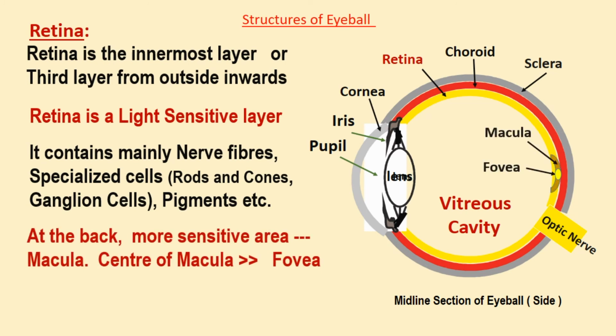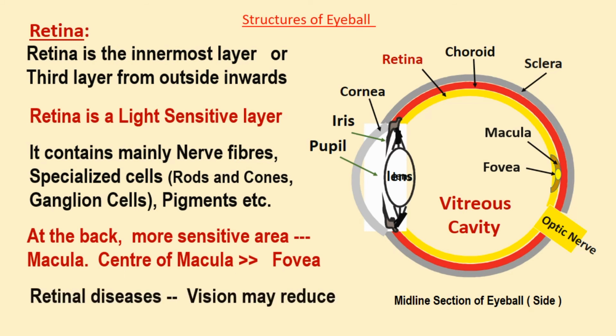At the back, there is an area of retina, a little darker and more sensitive than the peripheral retina. The area is called macula. At the center of the macula, there is a pit or depression known as fovea. Fovea is the most sensitive area of the retina. In diseases of the retina, the vision may reduce.